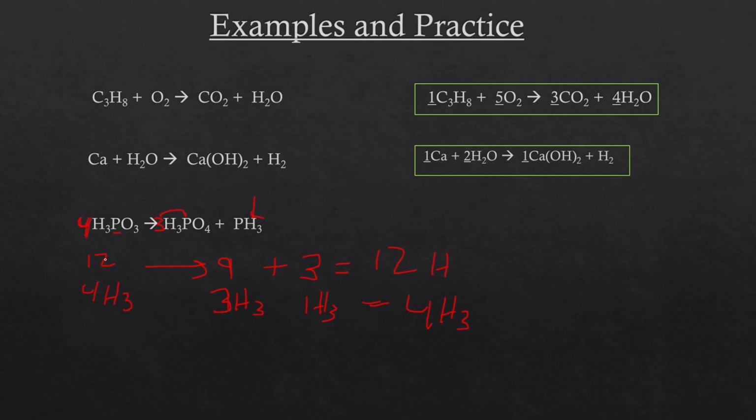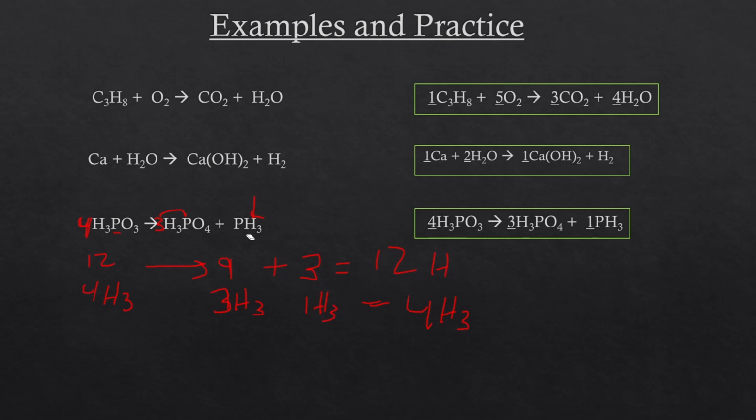So we have a balanced equation right there. Let's check it out. Here it is: four H3PO3, three H3PO4, and then one PH3. And again, I excluded the 1 right here, but it is implied.